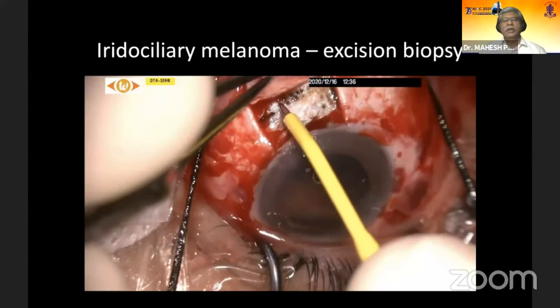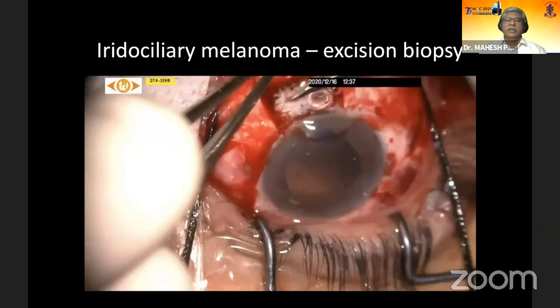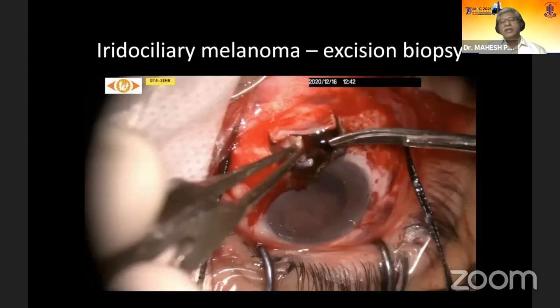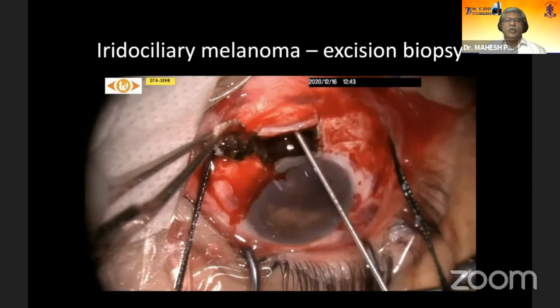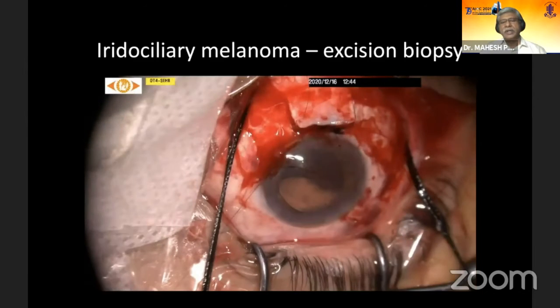And diathermy to the remainder of the bed, entry into the anterior chamber, and the iris, the ciliary body, and the overlying sclera is removed in toto as a mass. And the open sky vitrectomy is done, and the eye is closed.